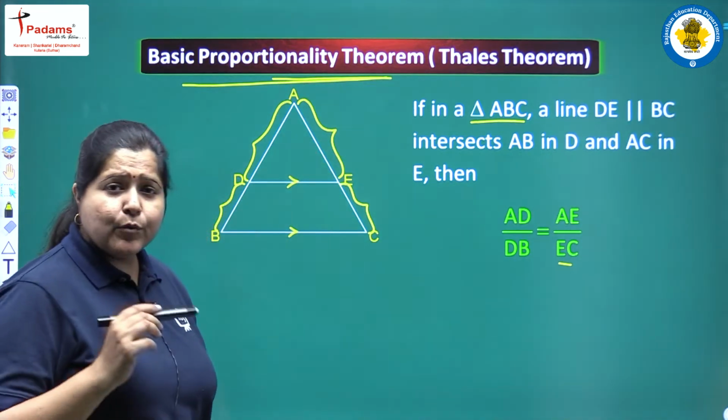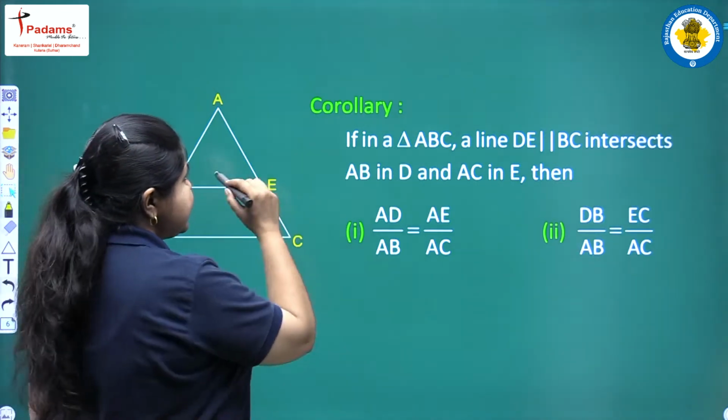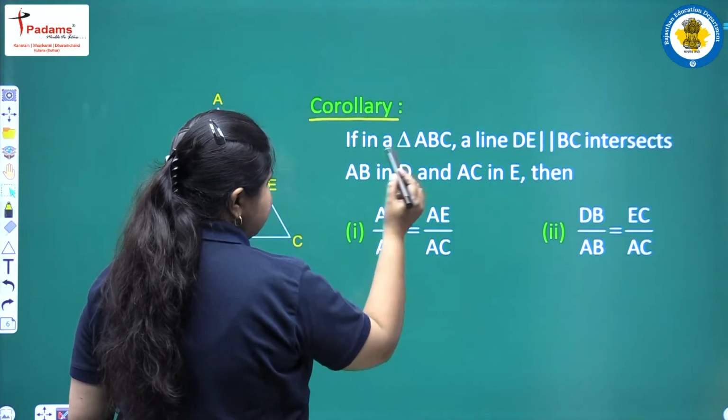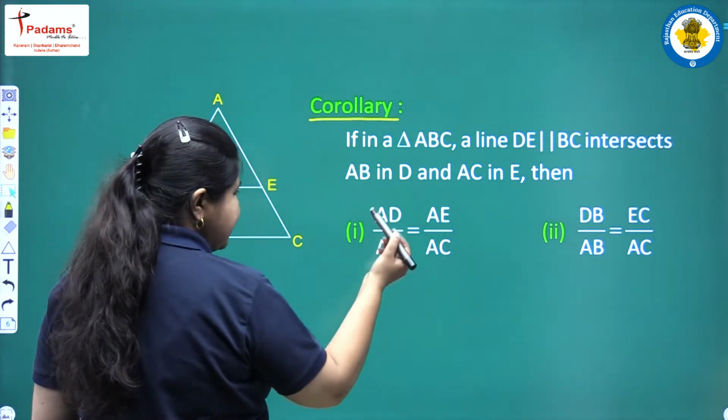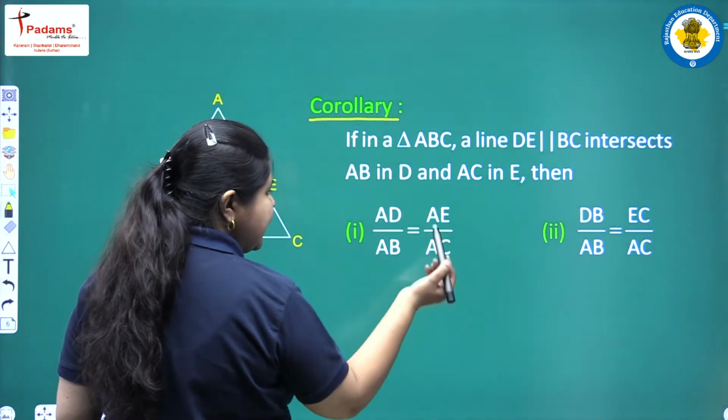Also we have a few more results as they follow with this theorem. We call them corollary, which says that in such a case we also have the ratios AD upon AB equal to AE upon AC.